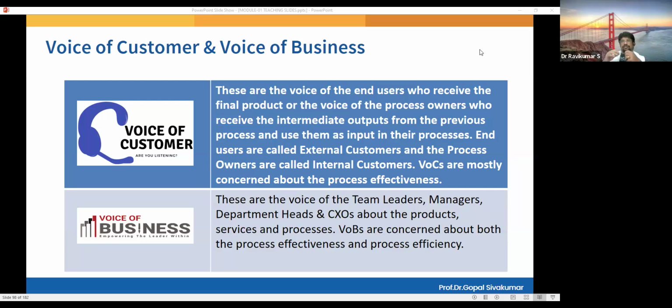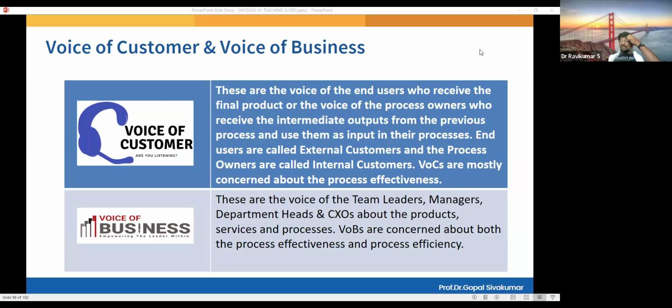So the voice of the customer is mostly connected with process effectiveness. What do we mean by process effectiveness? That is your ability to identify the perceived customer requirement. When you vary from that perceived customer requirement satisfaction, there is a defect. So the VOC is always connected with process effectiveness.